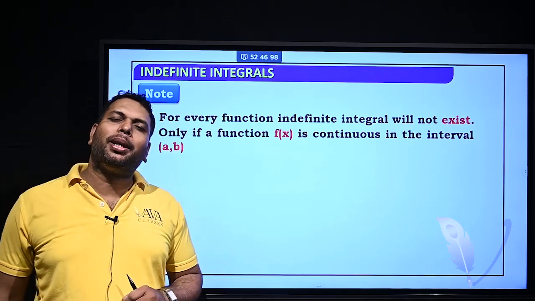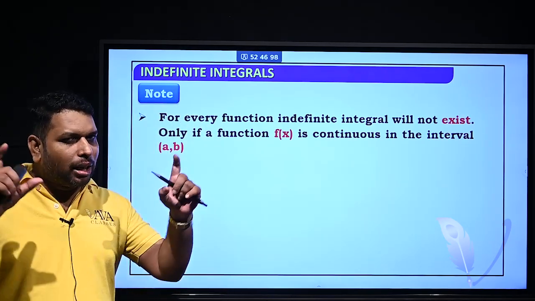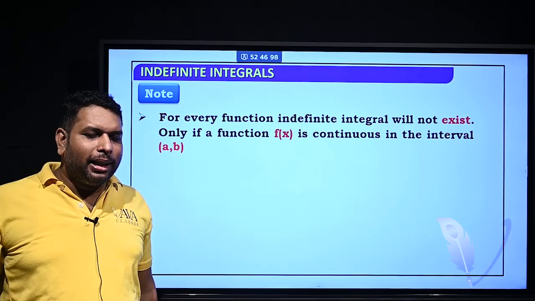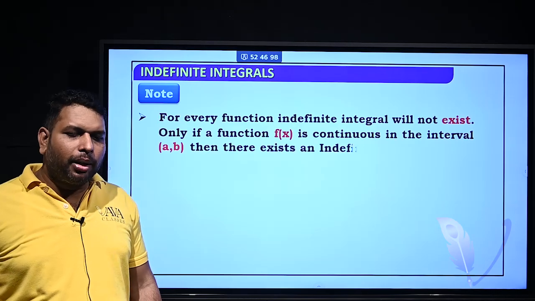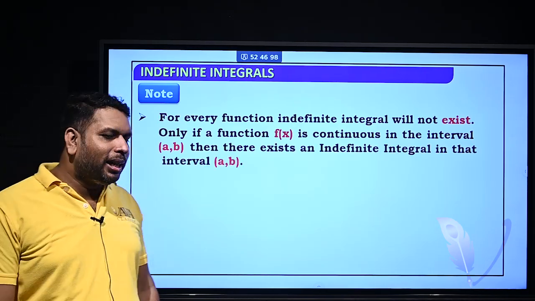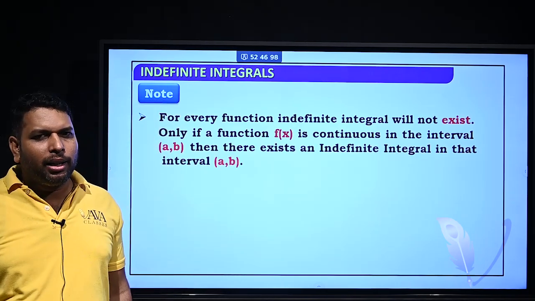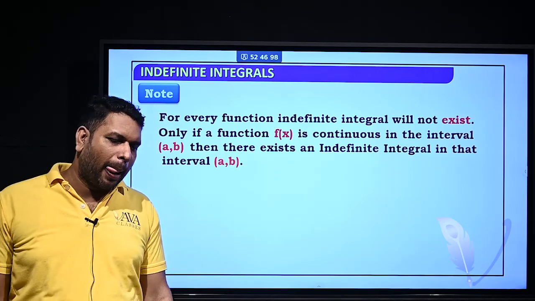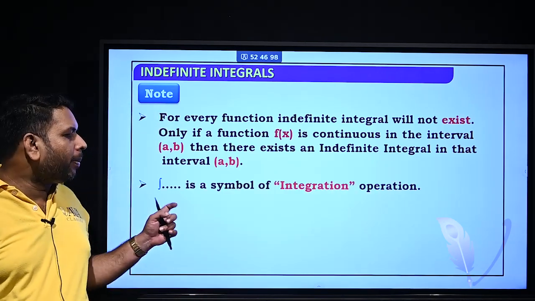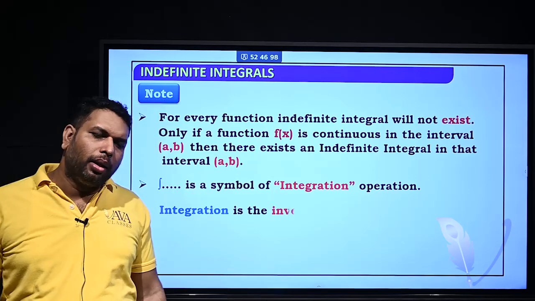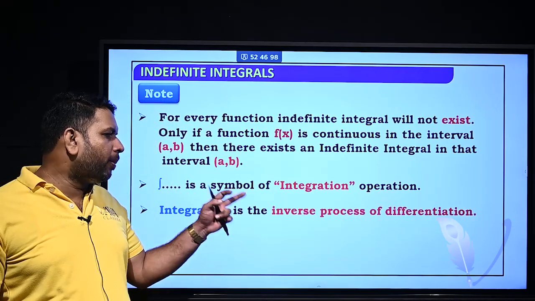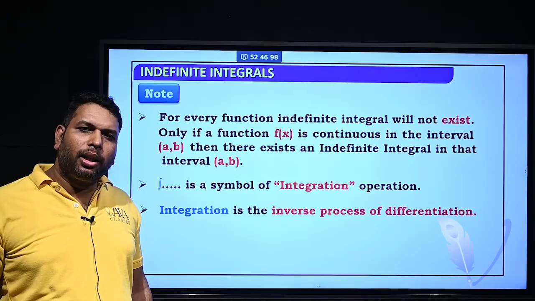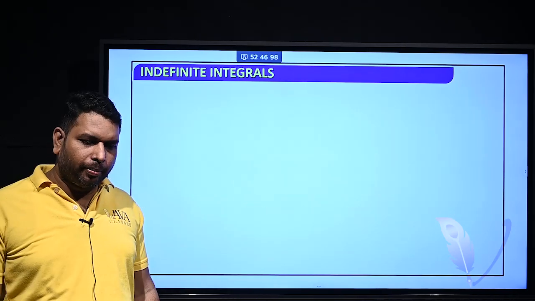Only if a function f(x) is continuous in an interval [a, b], then that kind of function is integrable. Then there exists an indefinite integral in that interval for the continuous function f(x). This is the symbol of the integration operation. Integration is the inverse process of differentiation. It is the reverse process of differentiation.